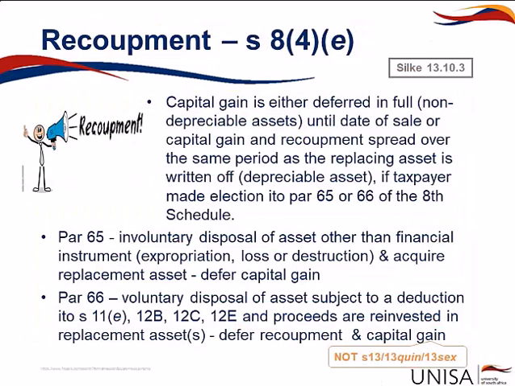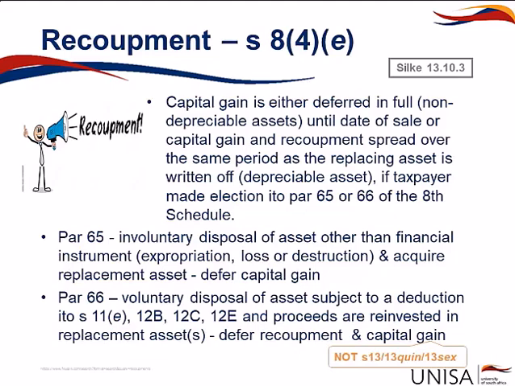Section 8.4e is the deferment of the recoupment. We can only apply Section 8.4e if the taxpayer has elected paragraph 65 or 66 from the 8th Schedule. What is paragraph 65 and 66? Well, 65 is where there is an involuntary disposal of an asset other than a financial instrument. So it could be expropriation, loss, or destruction. And we have acquired a replacement asset. We may then defer the capital gain. So that's what paragraph 65 says.